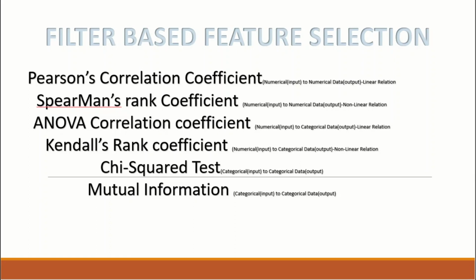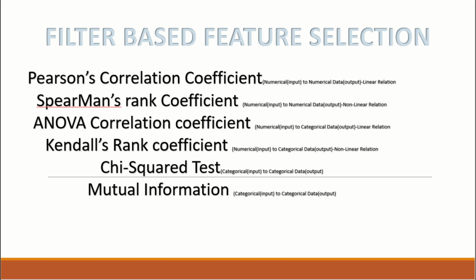Hey guys, in this video I'm going to discuss feature selection, filter based feature selection with the help of ANOVA correlation coefficient. We use ANOVA correlation coefficient when we have numerical input and categorical data as output. So we can assume that we can use ANOVA, and of course the relation should be linear.